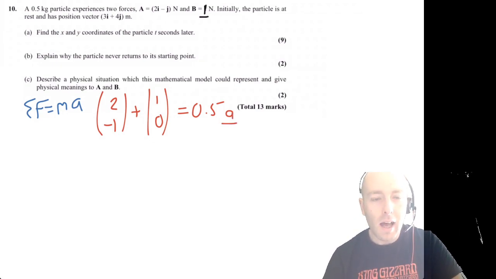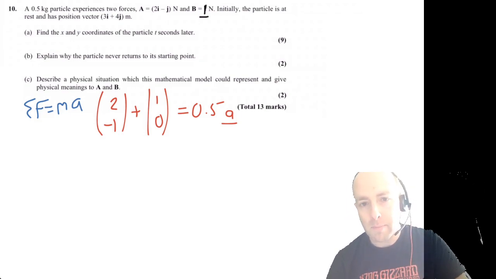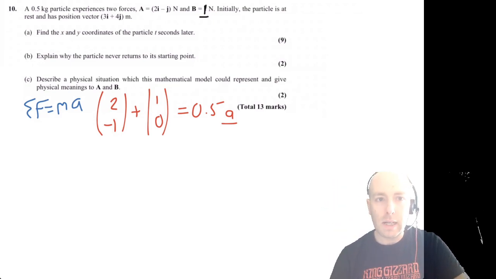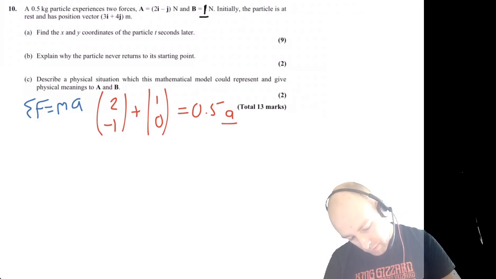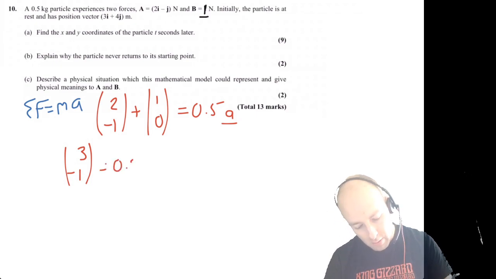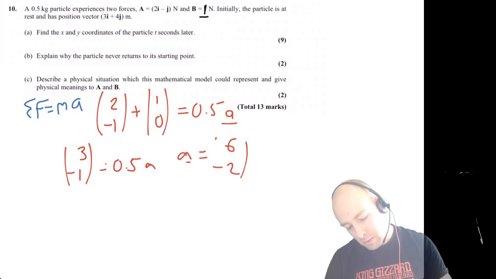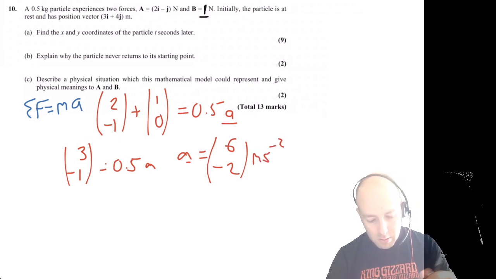Sorry, guys. Yeah, so we've got two forces acting on a particle, and we know sum of F equals ma. So if we sum our forces, that should be equal to the mass of the particle times the acceleration. Find the acceleration, and then use that to find its displacement. Cool. So sum the forces, and we get 3 minus 1 equals 0.5a. So if we times those by 2, we get a is 6i minus 2j meters per second squared.